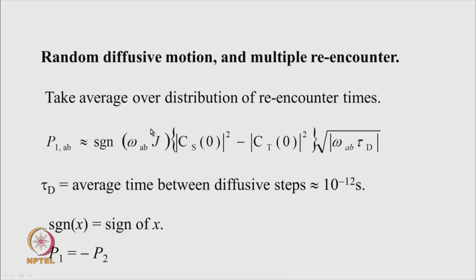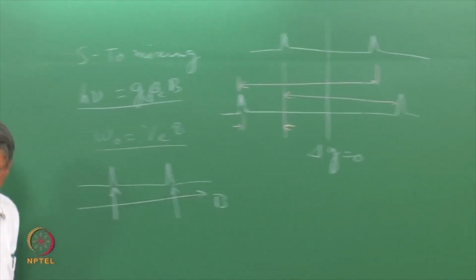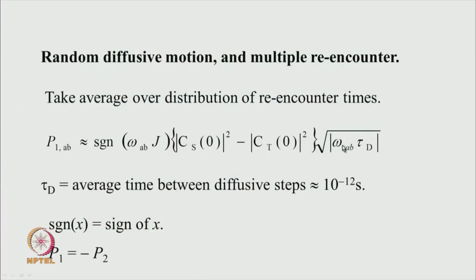These are further mathematics for which I have only written the final result. Random diffusive motion and multiple re-encounters are involved before the radicals separate away from each other. So, the polarization of radical 1 for this pair A and B, say nuclear spin A and nuclear spin B, depends on the magnitude of this and also the sign of this one, plus it depends on the initial condition.